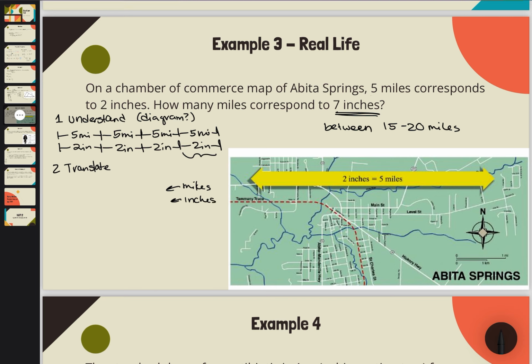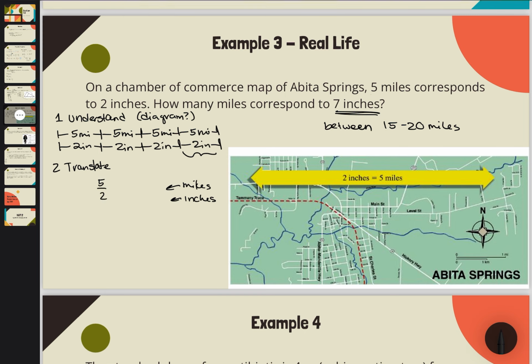We will see in this problem and the coming problems, there's a lot of ways that you can set up these proportions, because like those properties say, there's a bunch of equivalent proportions that you can use here. And when you use your cross products to solve, you'll get the same answer. So I'm going to say 5 miles corresponds to 2 inches. How many miles? The thing that I'm trying to solve for, that's going to be x, corresponds to 7.